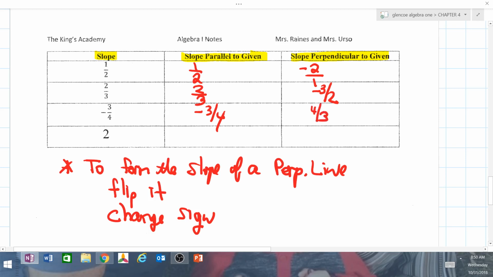4/3. And if the slope is 2, class, what's the slope of a line parallel to it going to be? Parallel. 2. Perpendicular. Oh, remember you have to flip it. So if it's 2, it's like 2 over 1. Flip it and change the sign. Does anyone have a question?